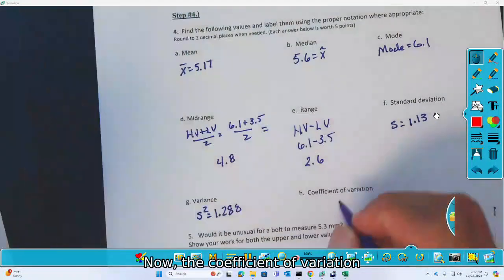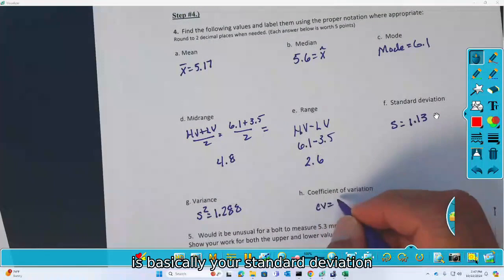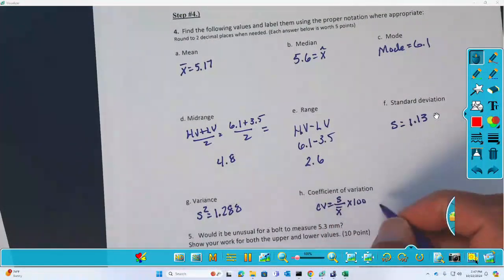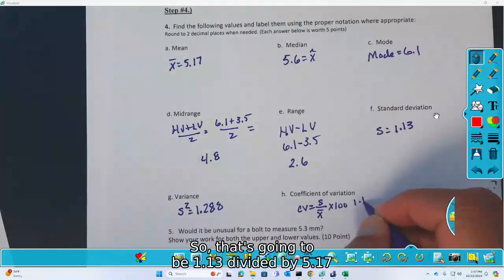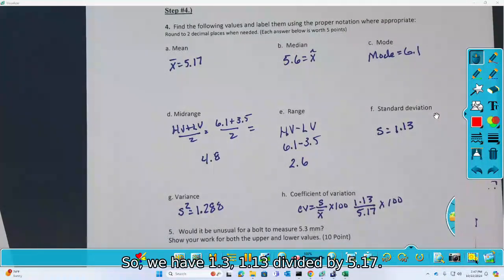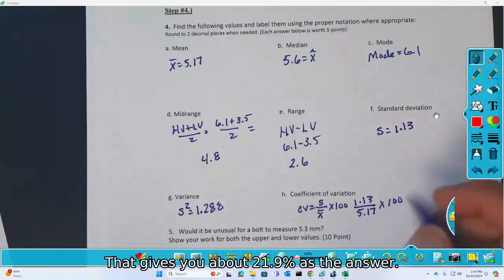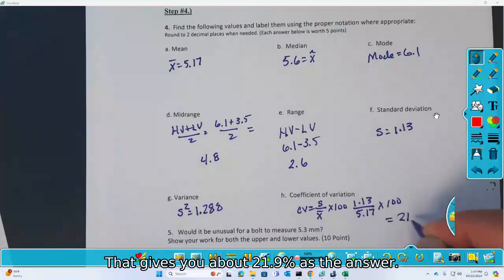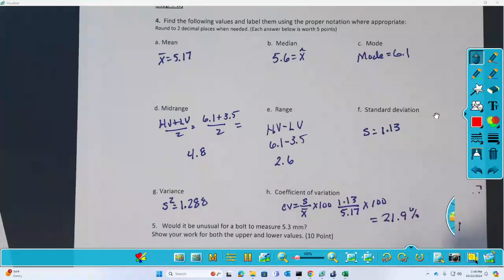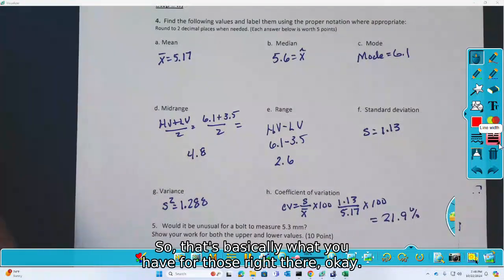Now the coefficient of variation is basically your standard deviation divided by your mean multiplied by 100. So that's going to be 1.13 divided by 5.17 multiplied by 100. So we have 1.13 divided by 5.17. That gives you about 21.9%. That's the answer. So that's basically what you have for those right there.